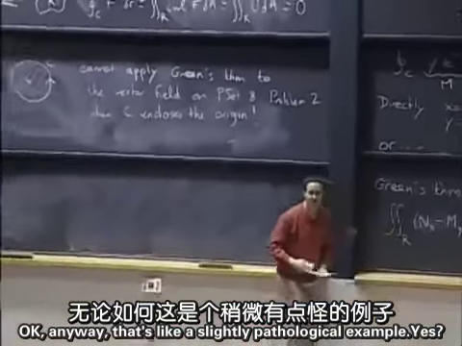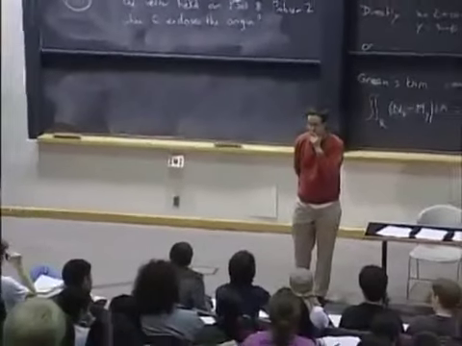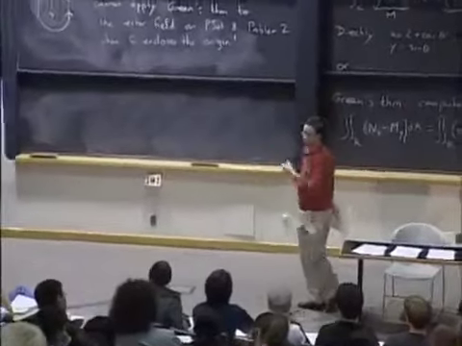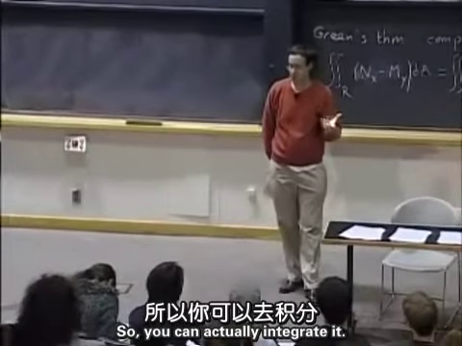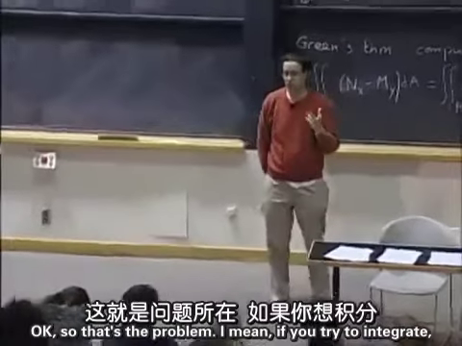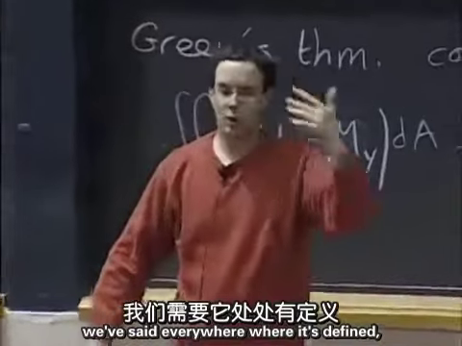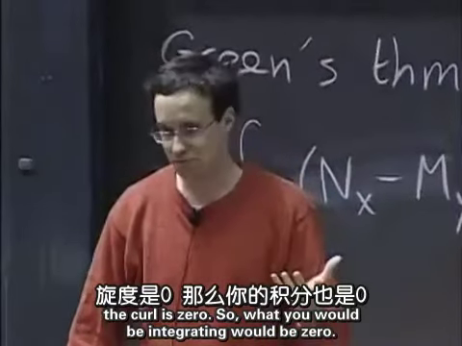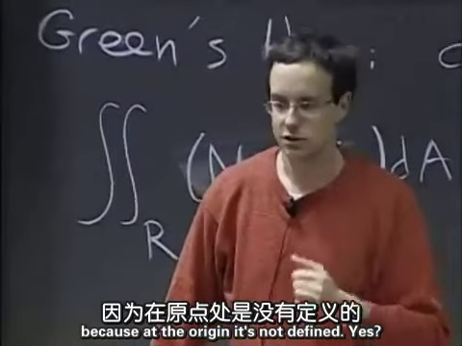I mean, yes? Well, we wouldn't be able to, because the curl is not defined at the origin. So you can't actually integrate it. Okay, so that's the problem. I mean, if you try to integrate, we've said everywhere where it's defined, the curl is 0. So what you would be integrating would be 0. But that doesn't work because at the origin, it's not defined.